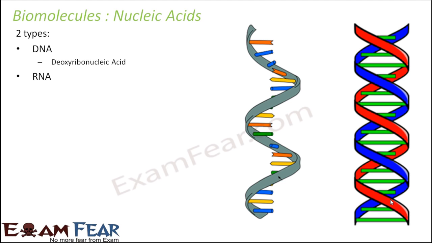The other one is RNA or ribonucleic acid. It is a similar structure to DNA, just that it doesn't have the two strands. It just has one strand. So here you can see just one single strand of a coiled structure. So these are the two nucleic acids which we are going to talk about in detail. So now we will focus our study only on the structure of DNA and RNA.